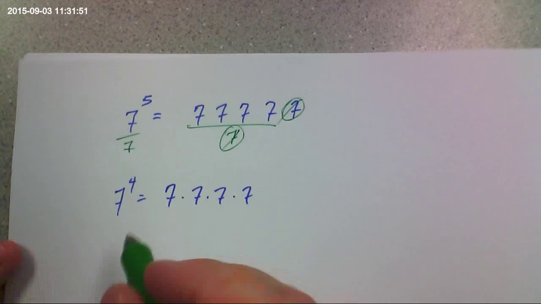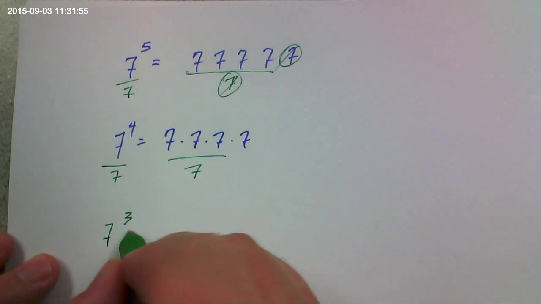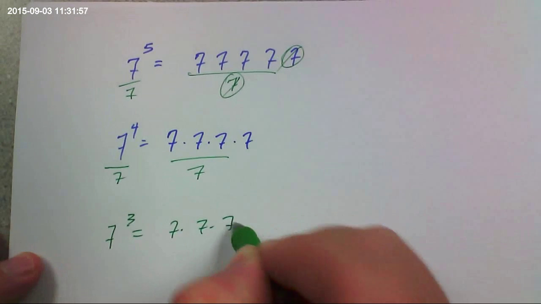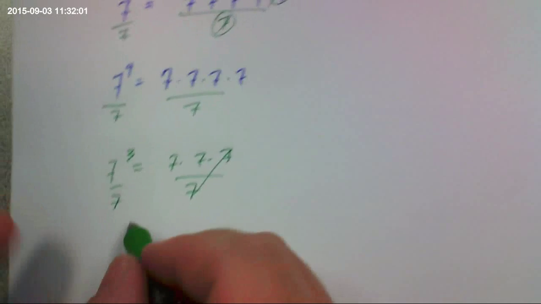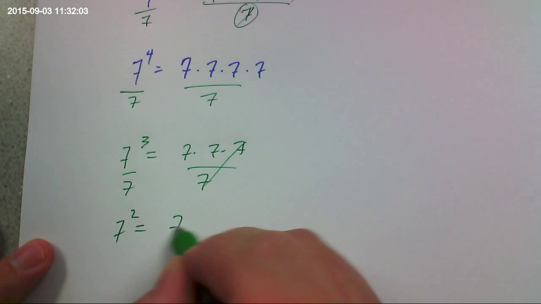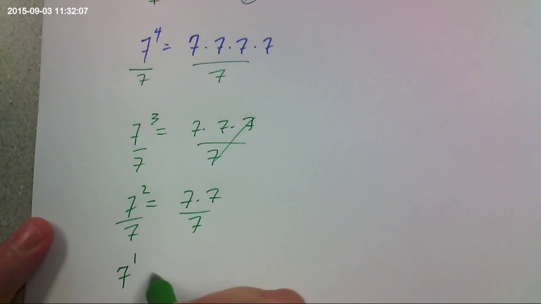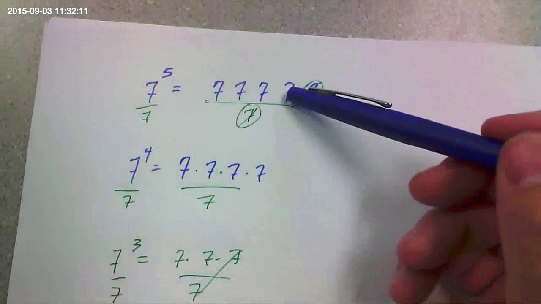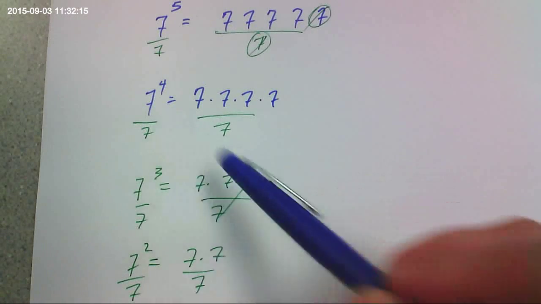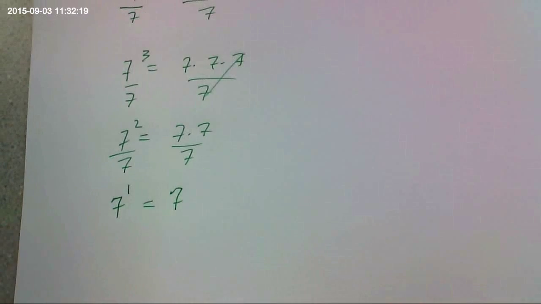Now, if I just keep repeating that process, divide both sides by 7, I get 7 to the 3rd, which is 7 times 7 times 7. Do it again. Right? Let's reduce. This becomes 7 squared. Do it again. We don't usually write the 1. But you see how this is working? We got 7 to the 5th, divide both sides by 7, you get 7 to the 4th, divide again, 7 to the 3rd, 7 squared, 7 to the power of 1.